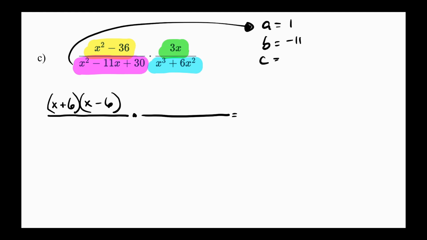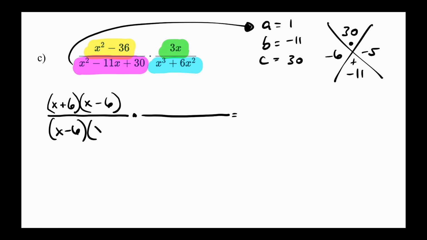I got 1, negative 11, positive 30. So I get positive 30 and negative 11. What are the two numbers that multiply there? Negative 6 and negative 5. Perfect. So I got a negative 6 and a negative 5. Good. The green was just like the last one, 3x. Happens to be the same kind of thing. It's not always going to be 3x, but that one is just a coincidence.